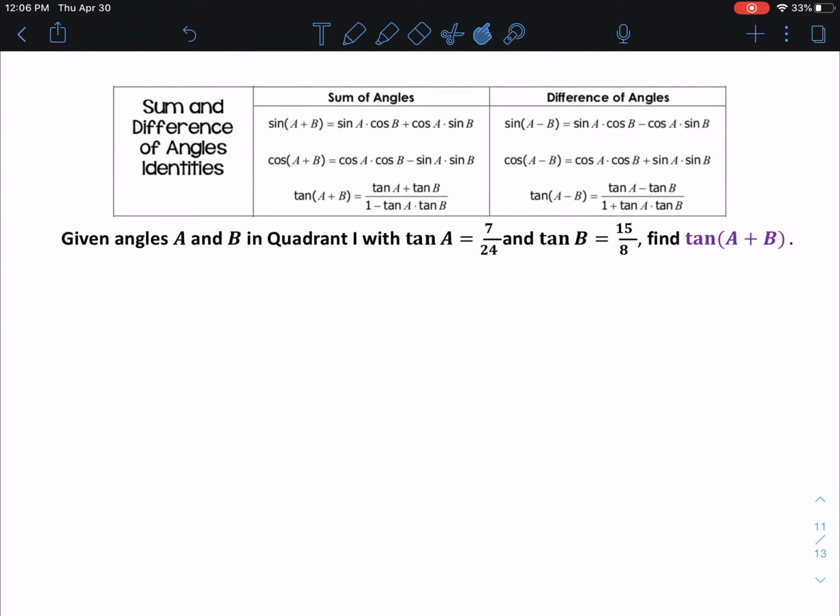Okay, so in this second part of our sum and difference of angle identities, you're given a different kind of problem where you need to find the tangent of a plus b, or maybe cosine of a minus b, given a couple of different angles. In this case, they tell us the angles are both in quadrant 1, and that tangent of a is 7 over 24 and tangent of b is 15 over 8. And we need to find tangent of a plus b.